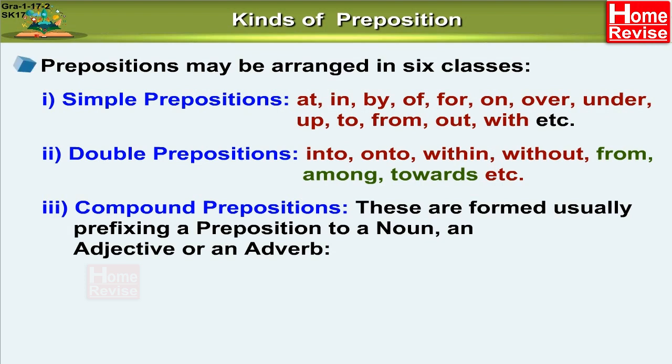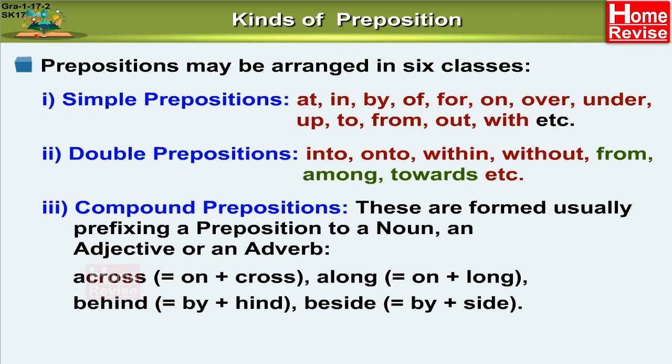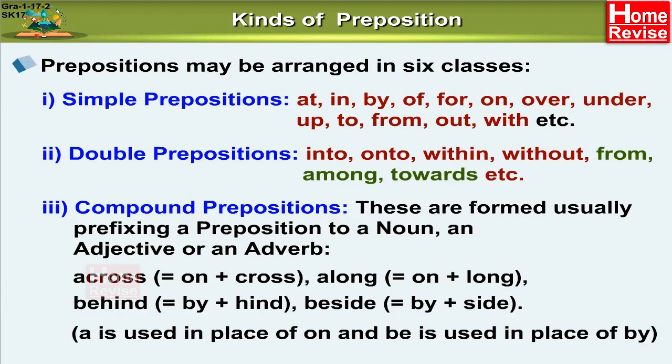Third, compound prepositions. These are formed usually by prefixing a preposition to a noun, an adjective, or an adverb. Across means on plus cross. Along means on plus long. Behind means by plus hind. Besides, made by adding by plus side, means by plus side. A is used in place of on and B is used in place of by.